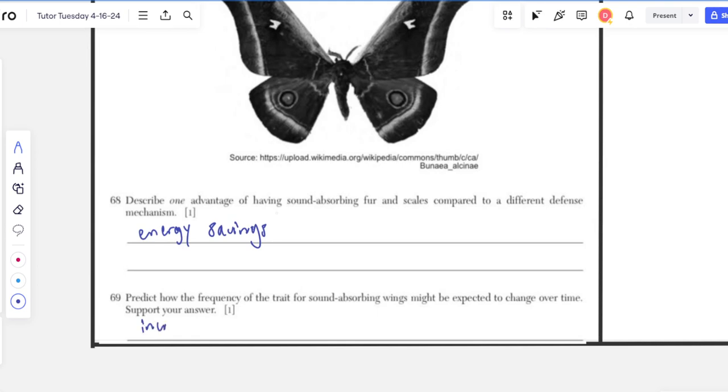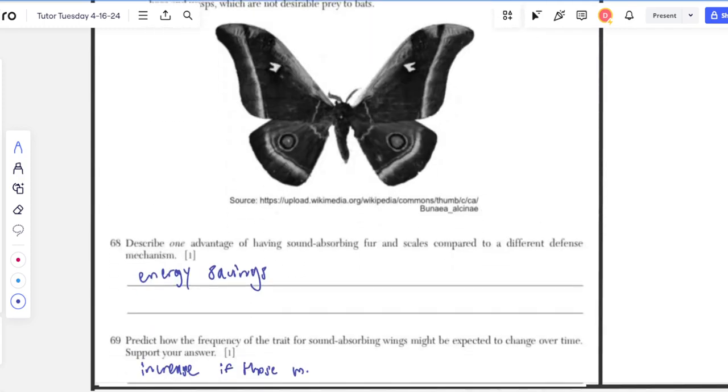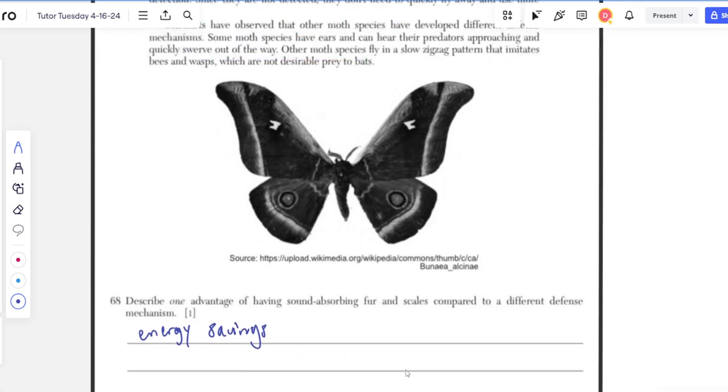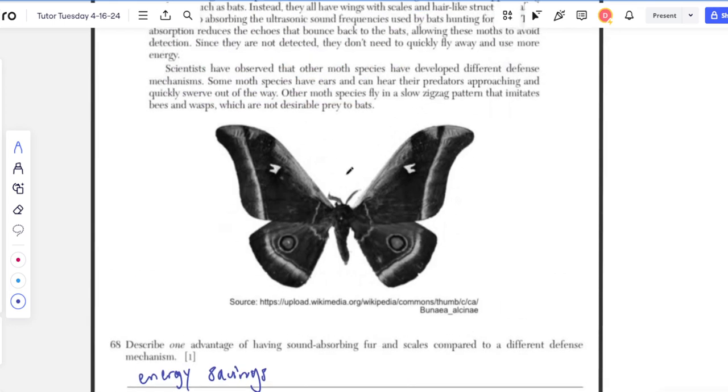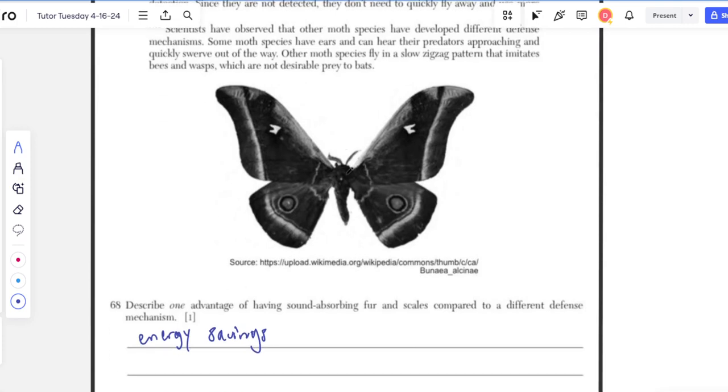I would expect it to probably increase if those moths, or is it moths or butterflies? If those moths survive and those are passing on their genes to future generations, I would expect that to increase, while other bats with less desirable traits will die out.